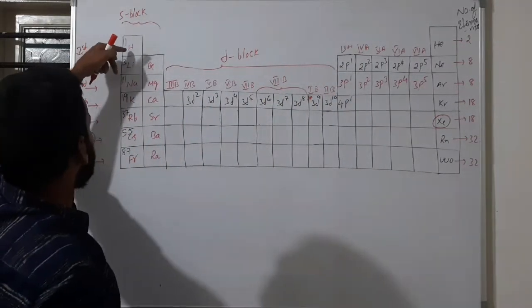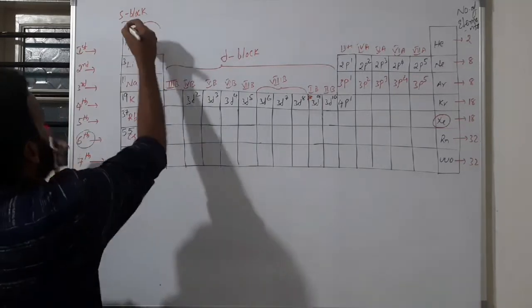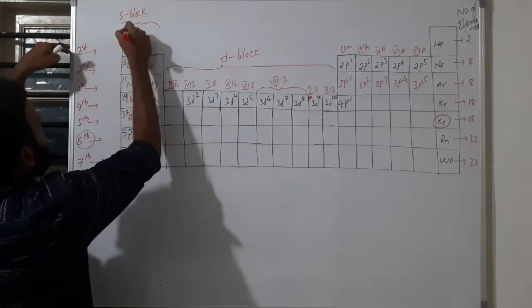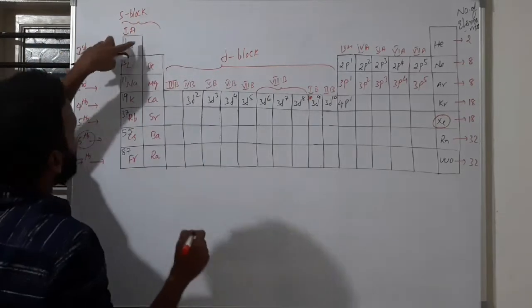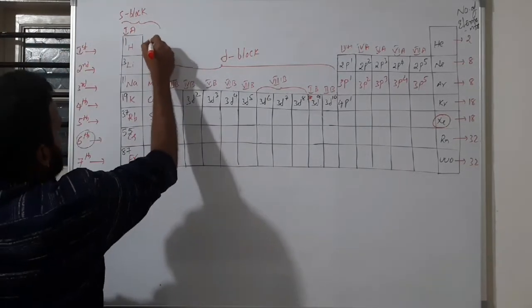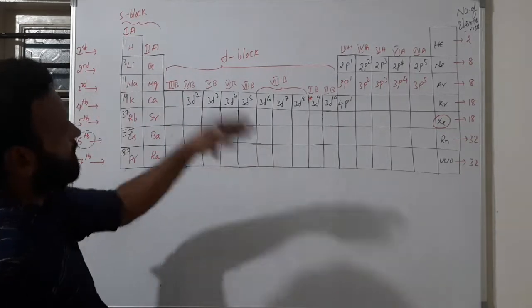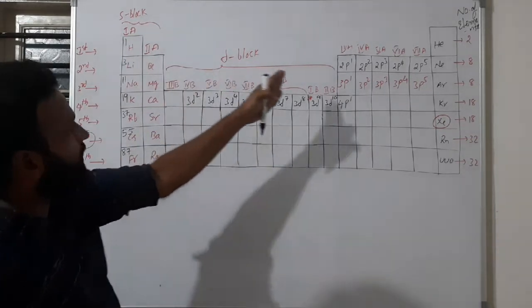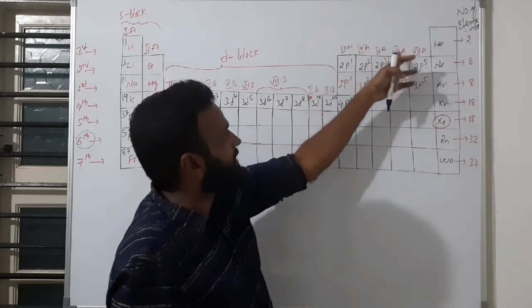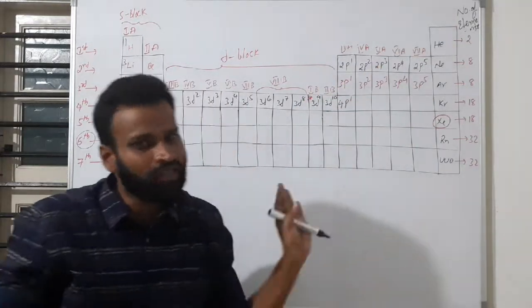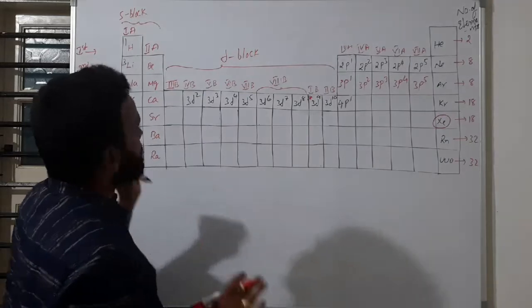Here, which group is this? 1A group. And this is the 2A group. Otherwise you can simply say 1, 2, 3, 4, 5 like that, and it is 13, 14, 15, 16, 17, 18 groups. Okay, that is fine.